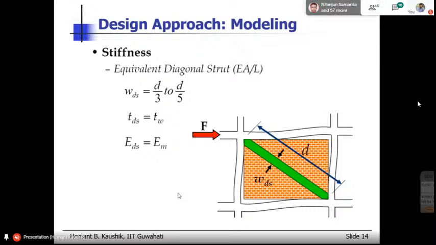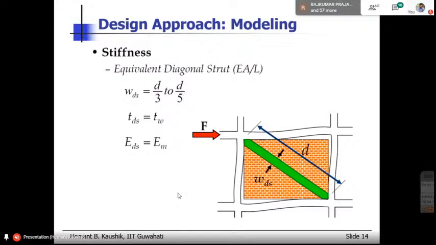Now you know that the action here is the axial deformation in the strut. So what is the axial stiffness? It is simply AE by L, right? So there are three parameters here. One is A, which is the cross-sectional area, not of the wall, but of the equivalent diagonal strut. So the diagonal strut should have sufficient cross-sectional area. Now the strut has a rectangular section, very similar to the column or beam.